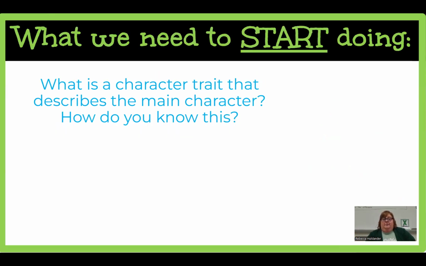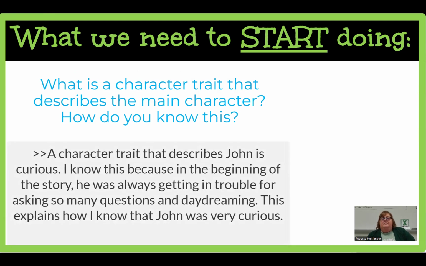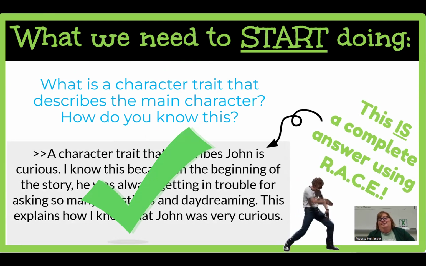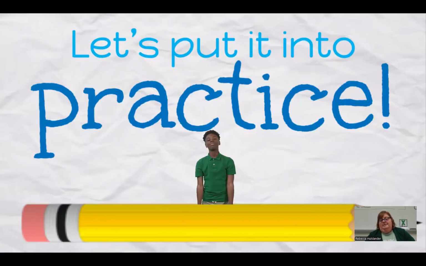What we need to start doing is answering questions like, what is a character trait that describes the main character? How do I know this? How many question marks? Two. A character trait that describes John is curious. I know this because in the beginning of the story, he was always getting in trouble for asking questions and daydreaming. This explains how I know that John was very curious. This is a complete answer using RACE.